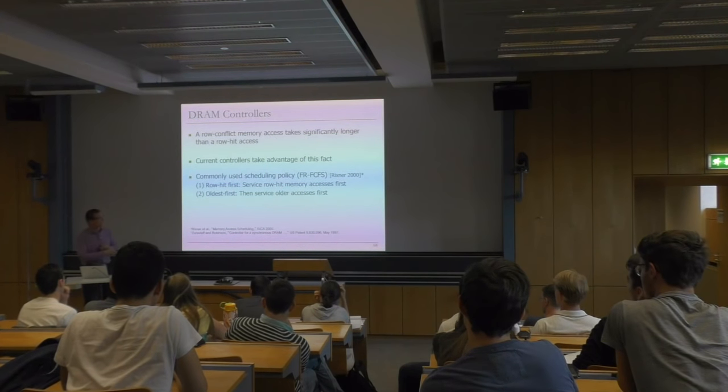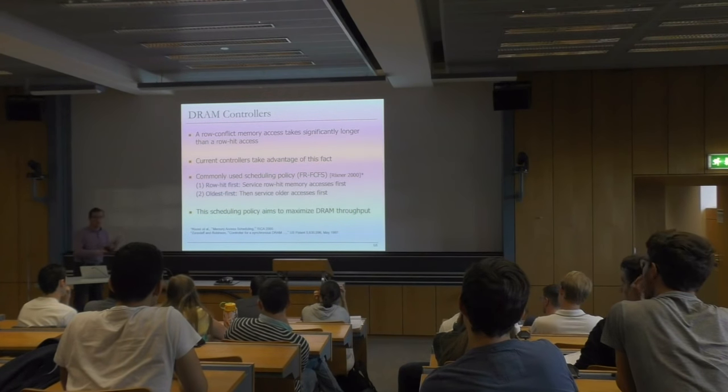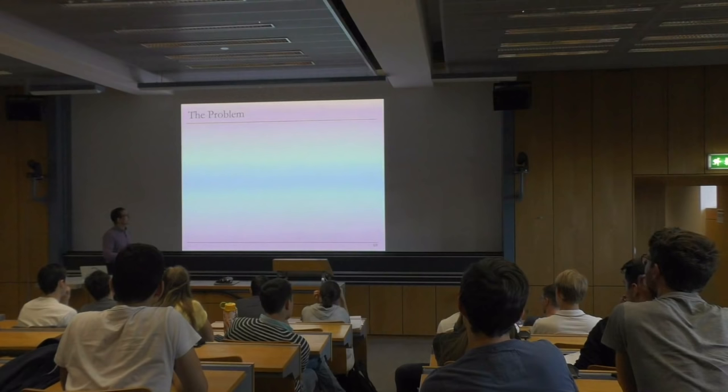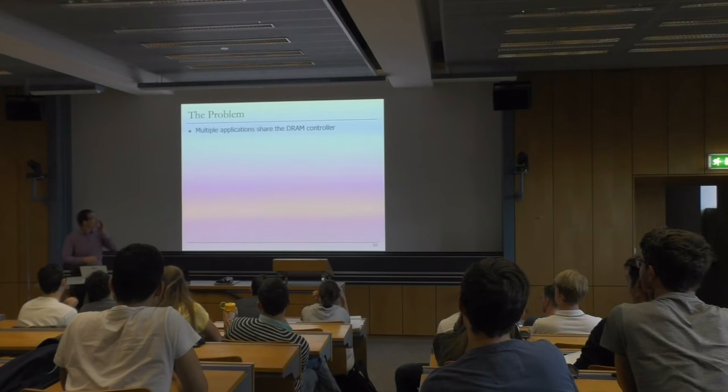So this is a very simple policy. We're going to deconstruct that even more later on. This policy is actually reasonable. It tries to maximize DRAM throughput by taking advantage of the row buffer. It also minimizes the latencies by taking advantage of the row buffer. But unfortunately, there is a problem.